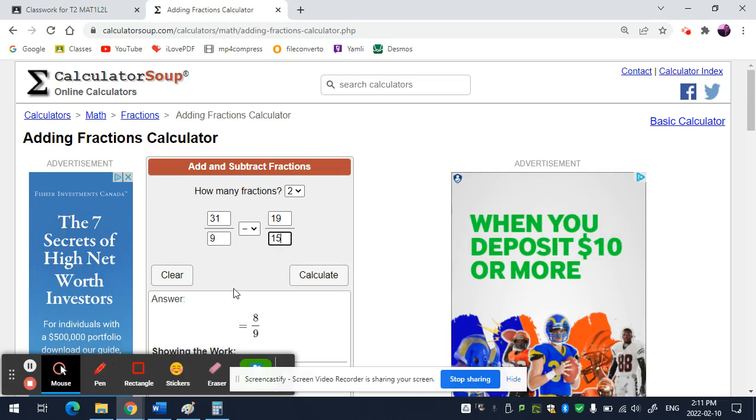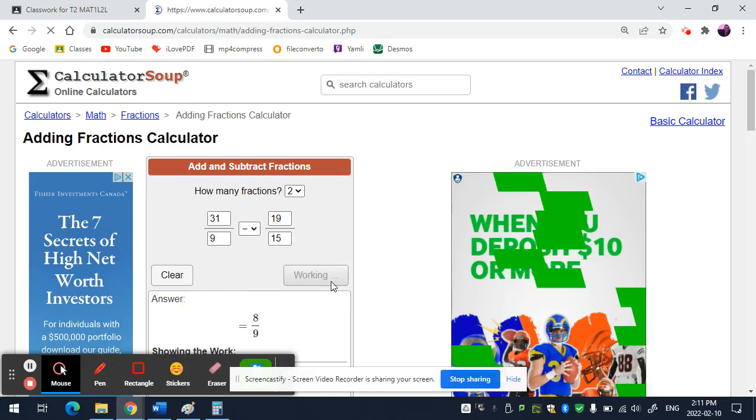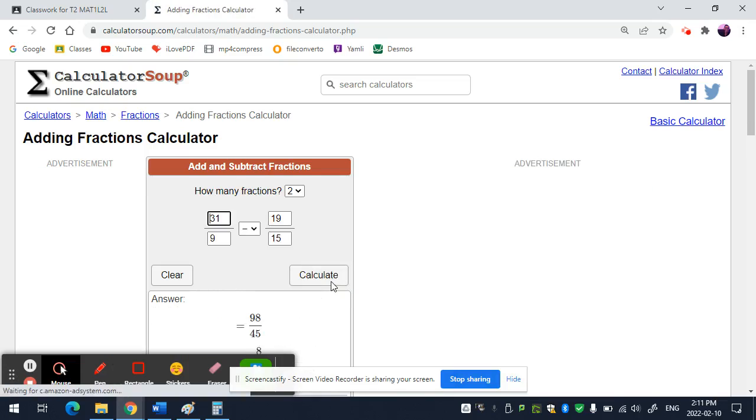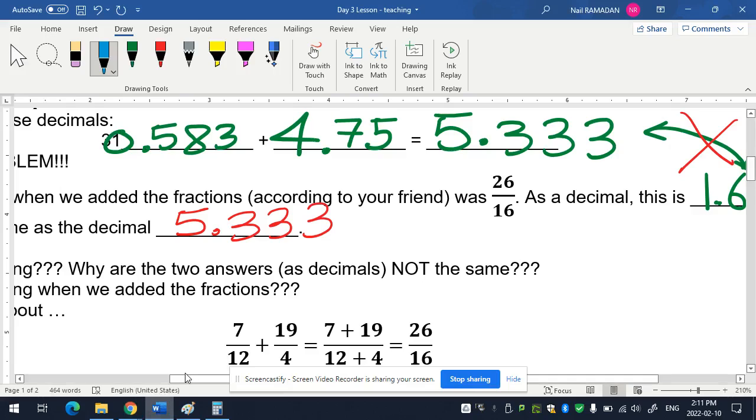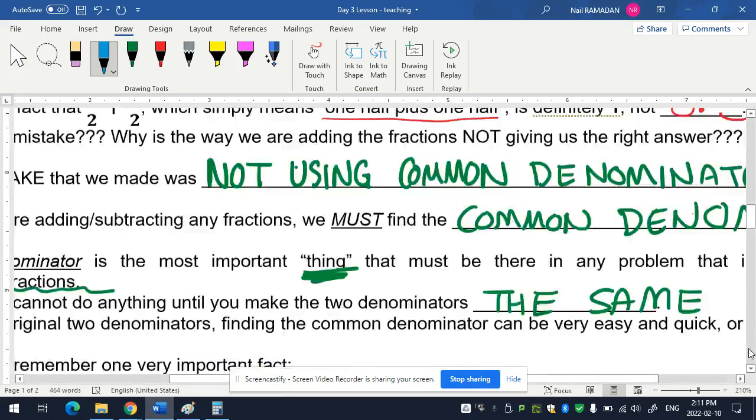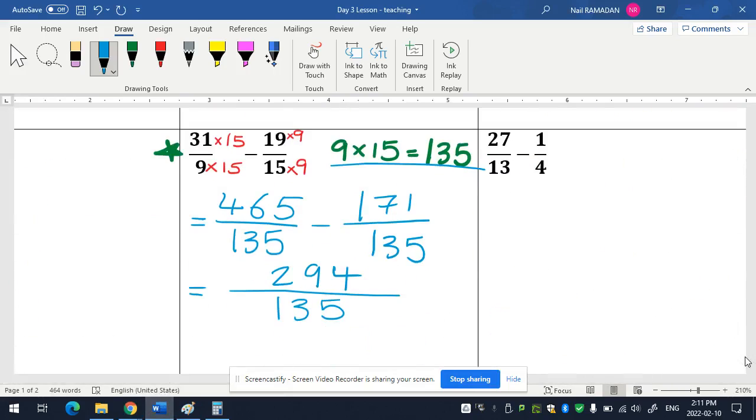Okay, let's see if. Oh, so what? Wait, really? No, no, no. So did I miss something? Oh, my bad. I said this one. Oh, they both divide by 3. My bad.